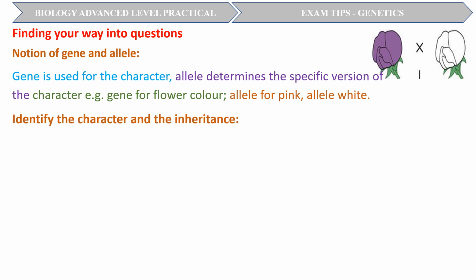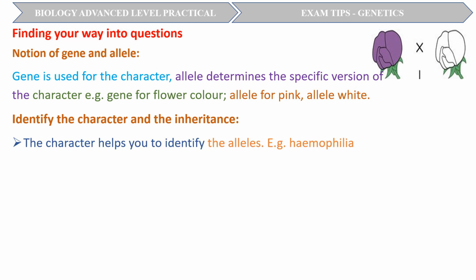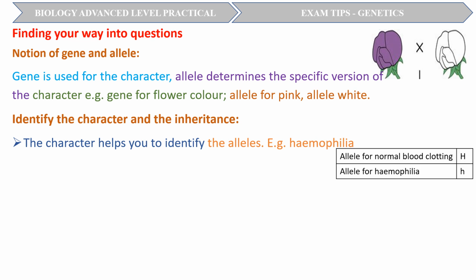The next thing to do is to identify the character and the type of inheritance. The character helps you to identify the alleles. This often seems easy, but for questions with the inheritance of recessive diseases like hemophilia, albinism, sickle cell, and color blindness, it becomes tricky. We cannot say let a letter represent the dominant allele for hemophilia. That will make no sense. Rather, identify the character and you will find the dominant allele. For hemophilia, the character is blood clotting that fails to go through. Alleles can be for normal clotting and then for hemophilia.